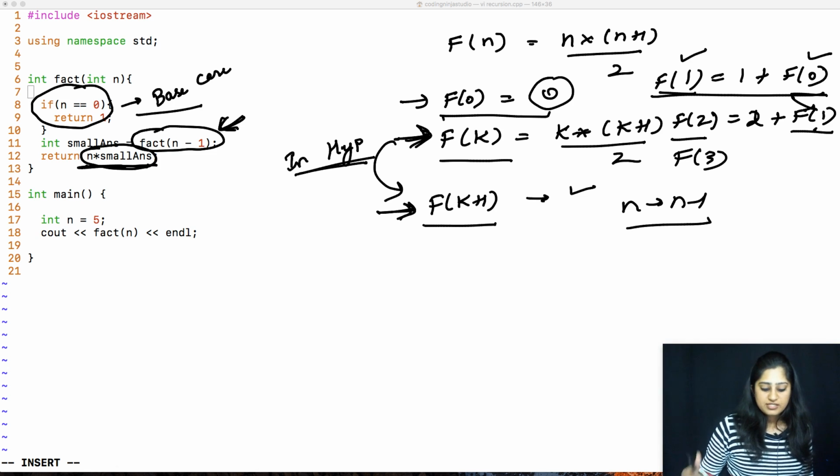Okay, so we are done with enough of this factorial. Let's quickly take another example and move forward so that we grasp recursion better.